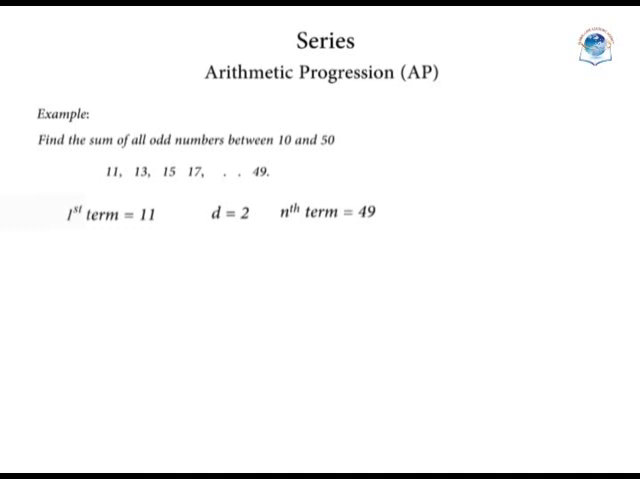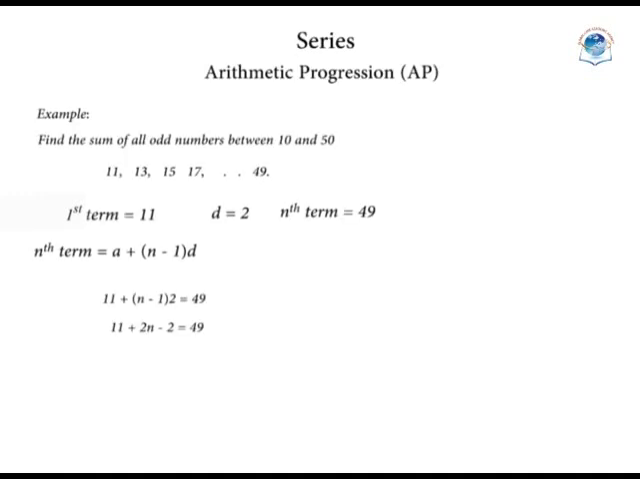So we find how many terms are in this sequence if the last one is 49. The nth term is given by A plus n minus 1 times D. 11 plus n minus 1 times 2 will give us 49. 11 plus 2n minus 2 is 49, 2n is 40 and n is 20. And so between 10 and 50, there are 20 odd numbers. So S20 is equal to a half times 20 into 2 times 11 plus 20 minus 1 times 2. That gives us 10 into 22 plus 38, which is 10 times 60, giving us 600.